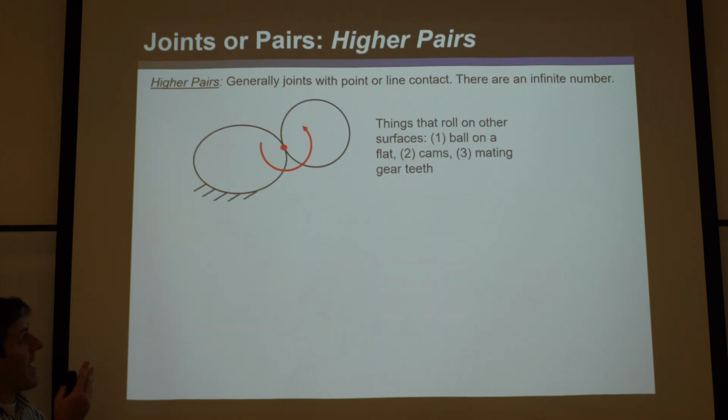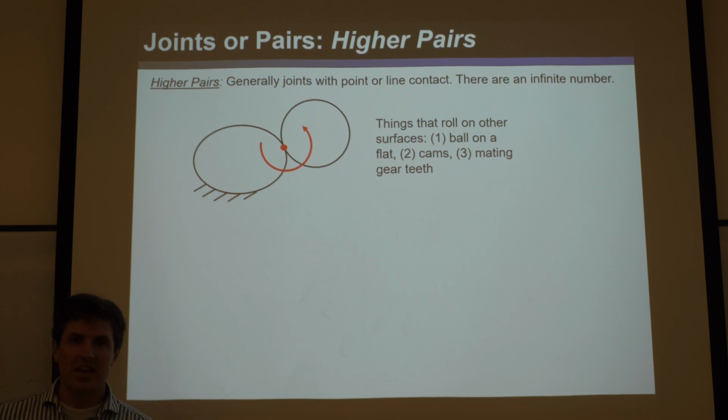But now we get to higher pair joints. Higher pair joints just have point or line contact. They're not surface area. It's not like one whole surface touching a whole other surface of some geometry. It's just point or line contact. And I gave you examples. First of all, there are an infinite number of these. Whereas the lower pairs have 6 main ones, the higher pairs have an infinite number of them.